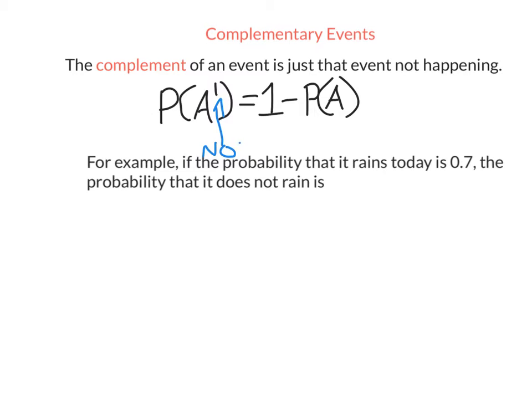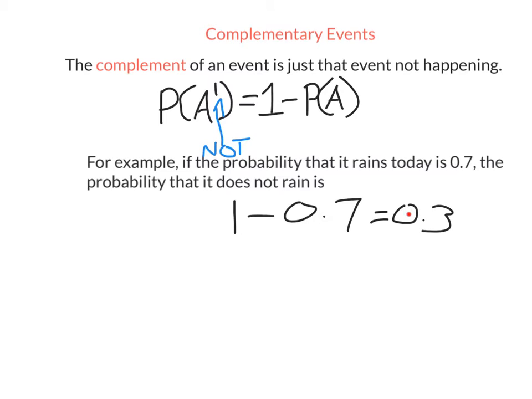So this formula just says the probability of not A is 1 minus the probability of A. The probability an event does not happen is just 1 minus the probability it does happen. So for example, if the probability it rains today is 0.7, the probability it does not rain is just 1 minus 0.7, which is 0.3.